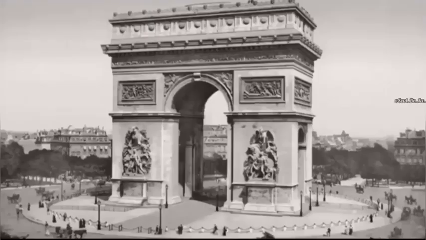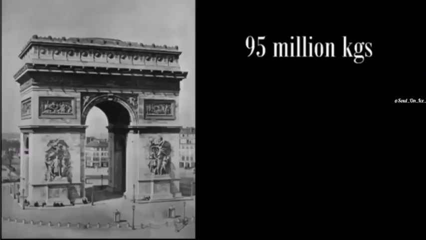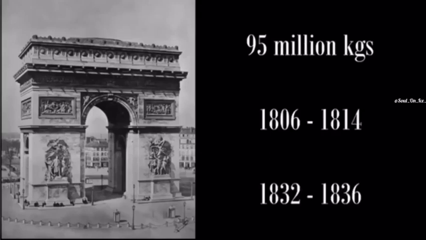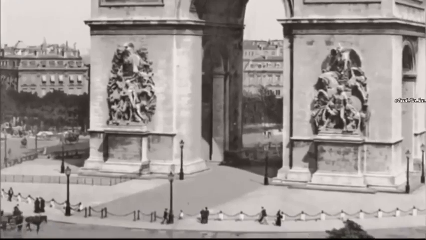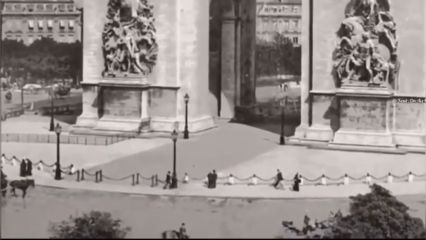The Arc de Triomphe is made from 36,695 cubic meters of limestone and weighs 95,407 tons, or just over 95 million kilograms. They tell us it took 12 years to build the giant arch in 2 different periods, between 1806 to 1814 and between 1832 to 1836. How did they transport this amount of limestone with the same horse and carts that we see in the photographs?